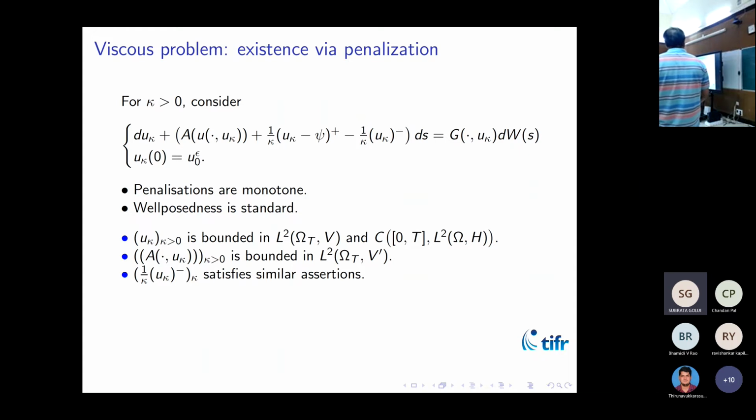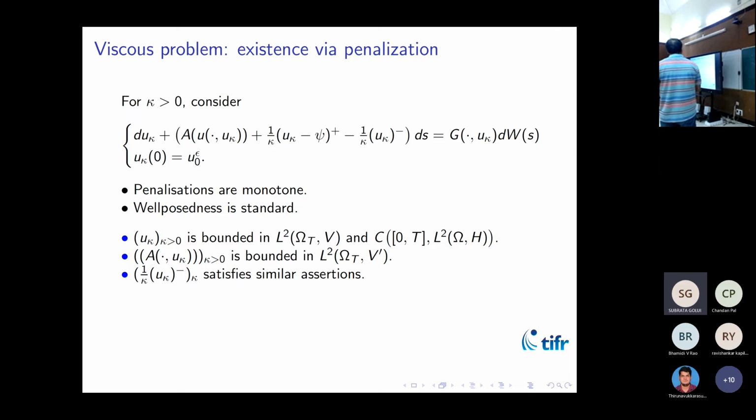Now, what really happens is, these are some of the things which you can easily prove: this sequence u_k is bounded in L2. Then you apply this operator, and this is going to be bounded in L2 with values in H^{-1}. I'll come to that in a while.